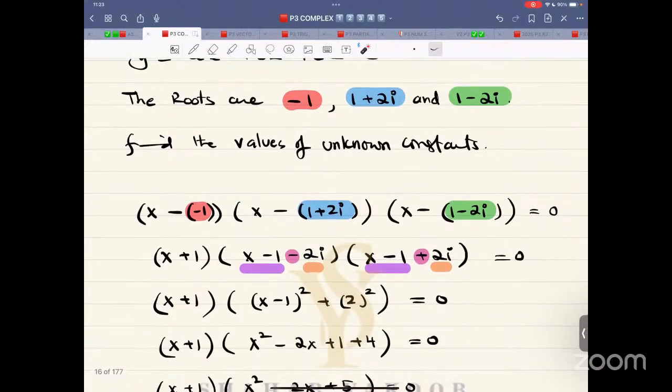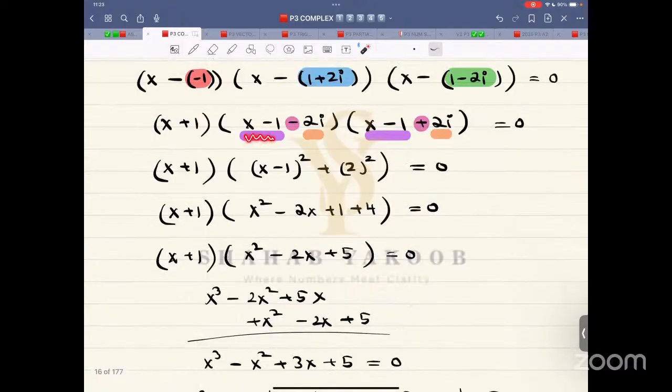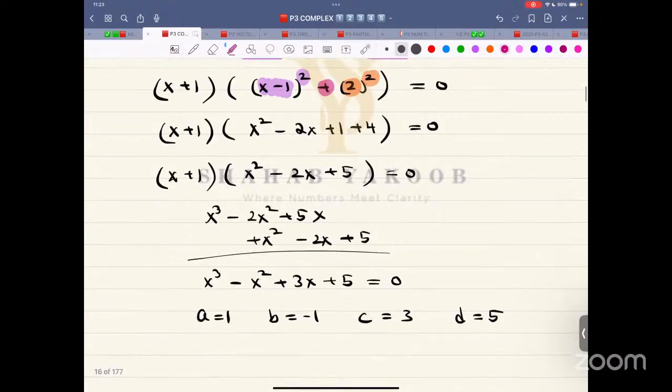So first of all, x minus minus 1, that is x plus 1. This is x minus bracket 1 plus 2i. x minus bracket 1 minus 2i. So just what we read about the use of brackets, that is how I comfortably use the brackets. Now this is x minus 1, this is 2i, this is x minus 1, this is 2i, negative sign, positive sign. So now we have this thing. This is x minus 1 whole squared, and this is 2 whole squared. i squared is already taken care of. Okay. So now we have this quadratic on the inside. Simplify it, multiply with x plus 1.